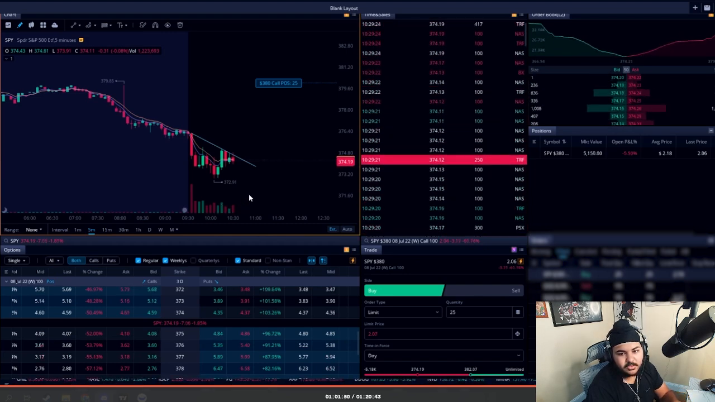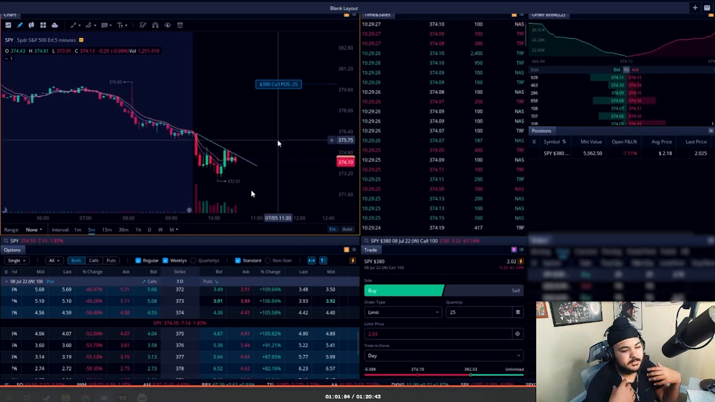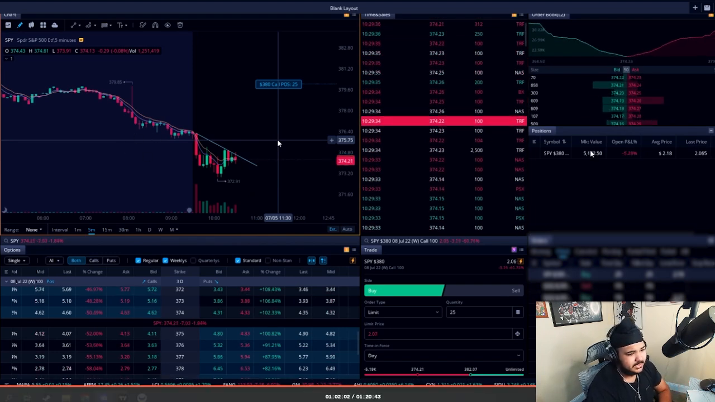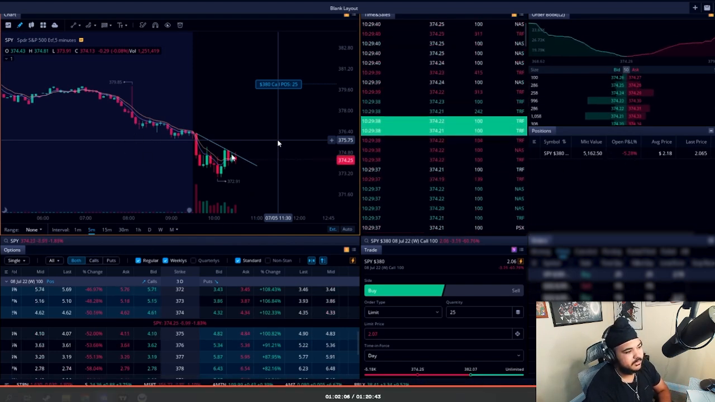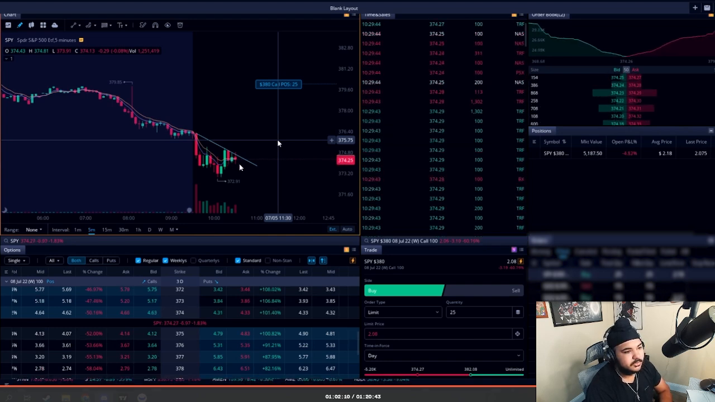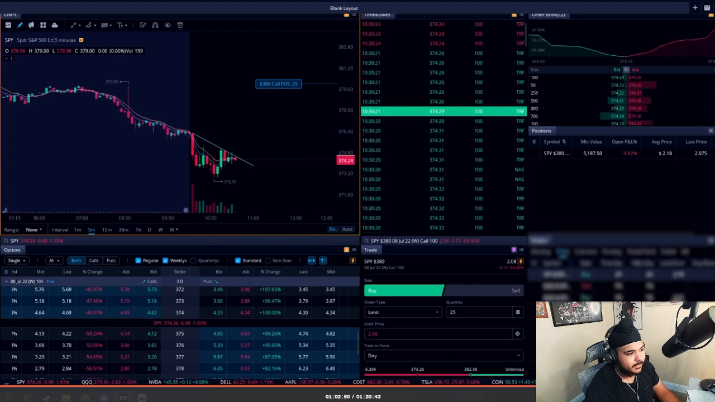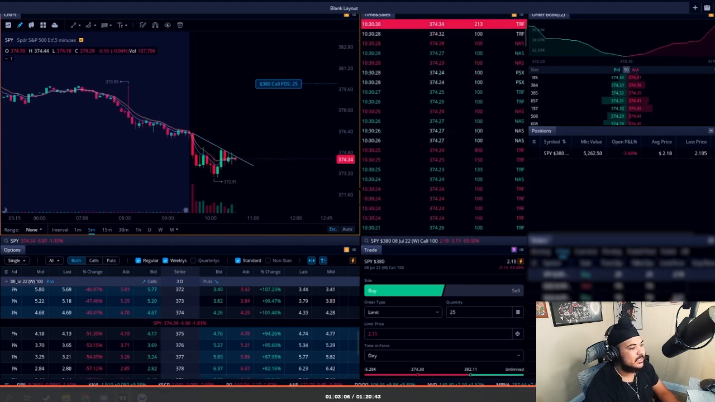It needs a low volume digestion, right? It needs to be able to digest that move and actually wait before it continues higher. So you can see we're back right on the play for a little bit, but as long as it holds 374, I will be staying in, right? You can see here something nice is going to happen soon.